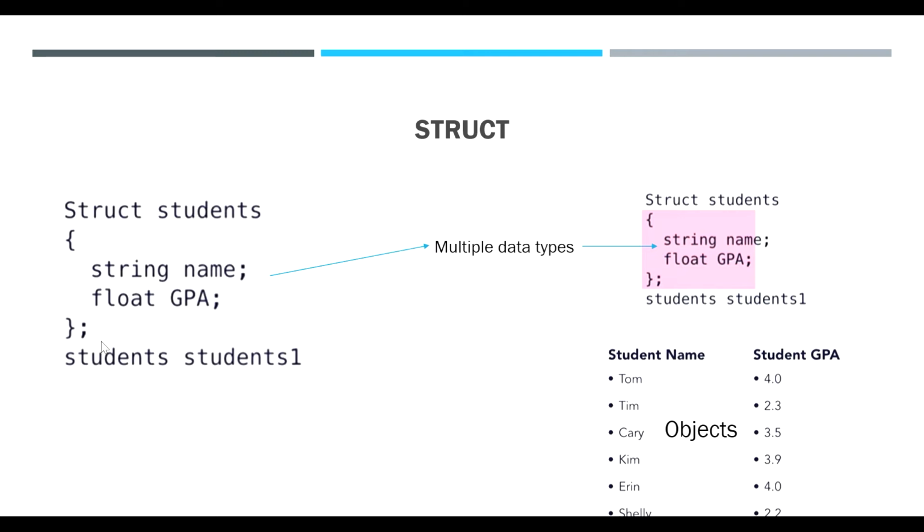And then you can create a student that will have the attributes of the struct. So student and student1. Student1 is going to be the name, student is calling the struct. You can have multiple data types, such as string, float, etc. So for instance, you can have the object say Tom, Carrie, Aaron, etc., and then you have the GPA for all of them. So the string is the name, the float is the GPA.